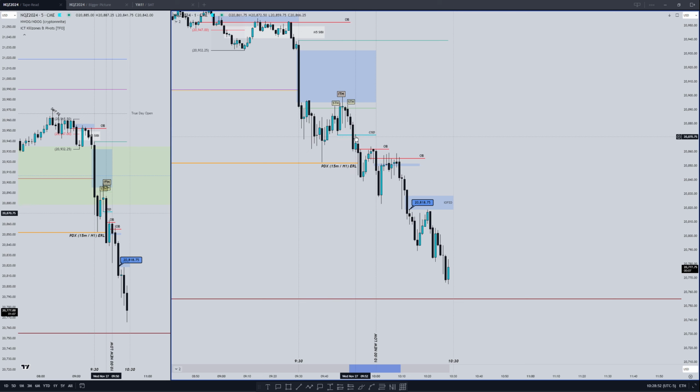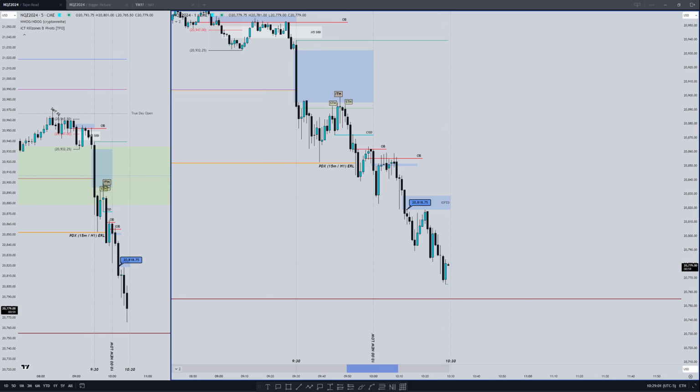He had 1 tick of drawdown. Got his limit fill, and it just sold off. Execution. Love it. Sensational. It's quality stuff though. I like that. That's like a textbook entry.